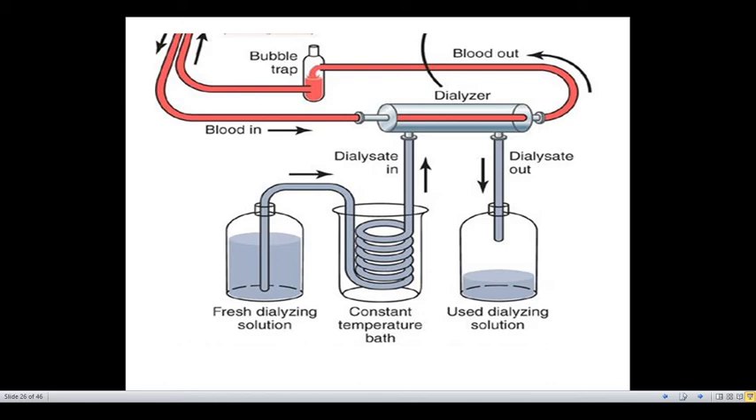Now, if the concentration of the substance is greater in the plasma of the patient than in the dialyzing fluid, what will happen? There will be a net transfer of the substance from the plasma of the patient into the dialyzing fluid.